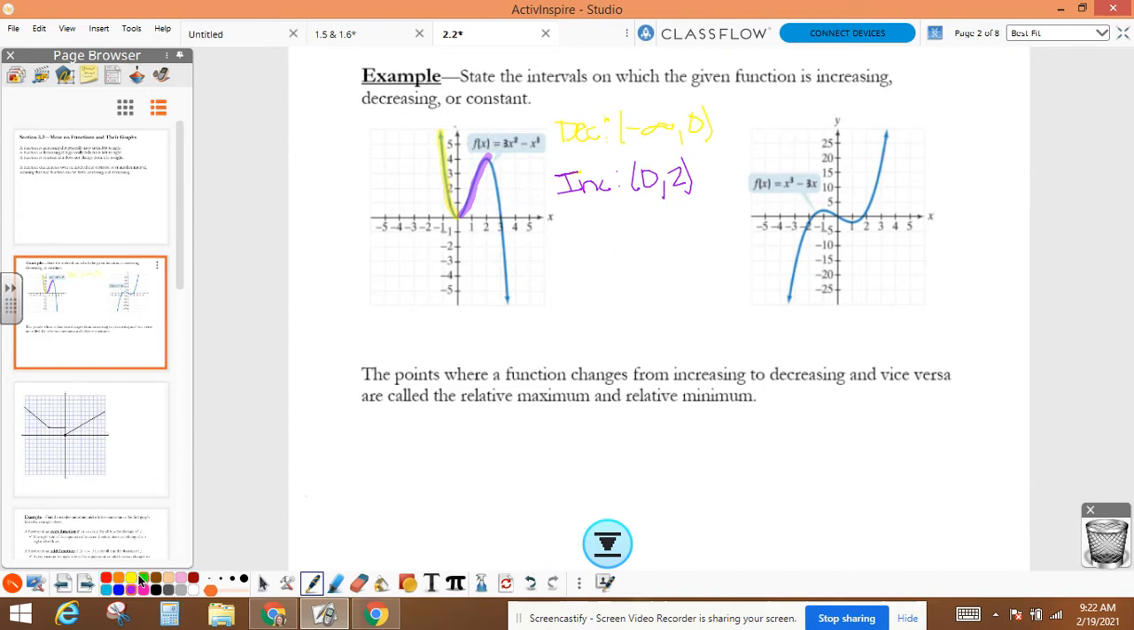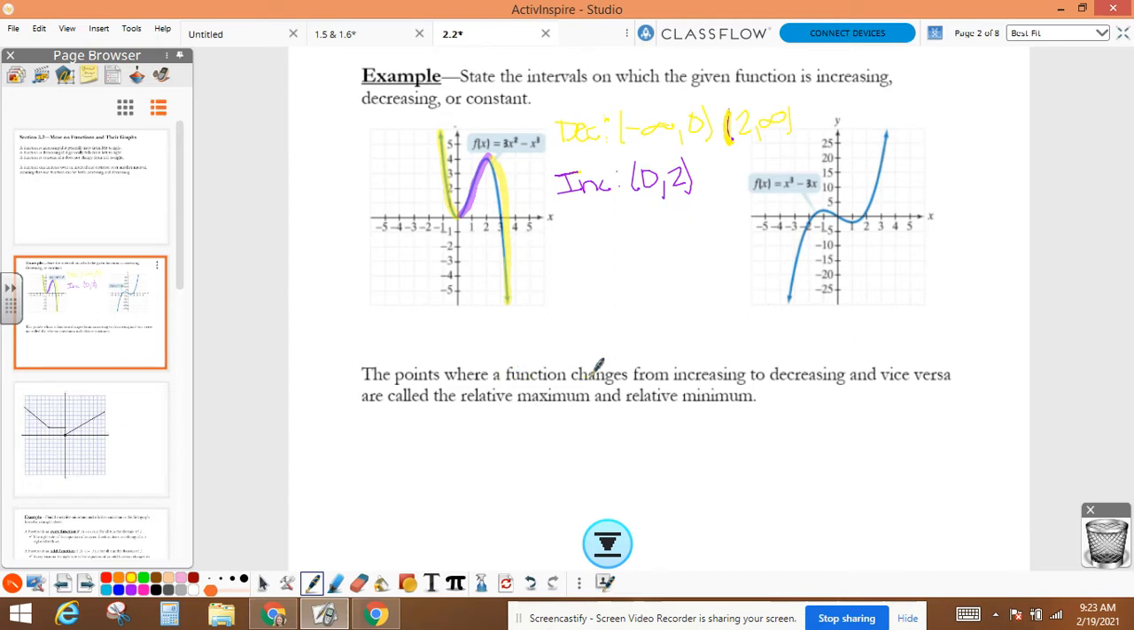All right, so then we have another little leg that is decreasing. So this part is decreasing. So we are going to add another interval where we are decreasing. We are decreasing from 2 to infinity.